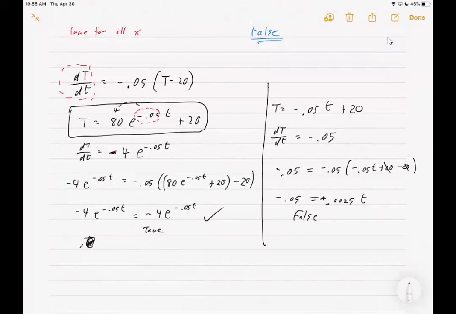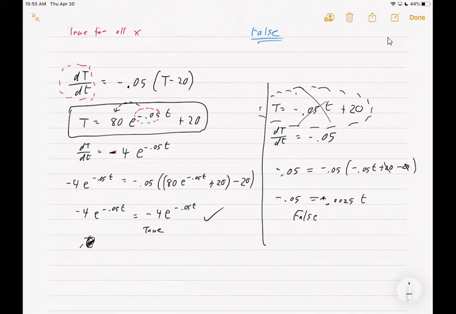All right, so it needs to be true for all input values of t in order for what we had up here to be a solution. We're assuming it's a solution for all t in the domain. So this is not a solution to the differential equation.